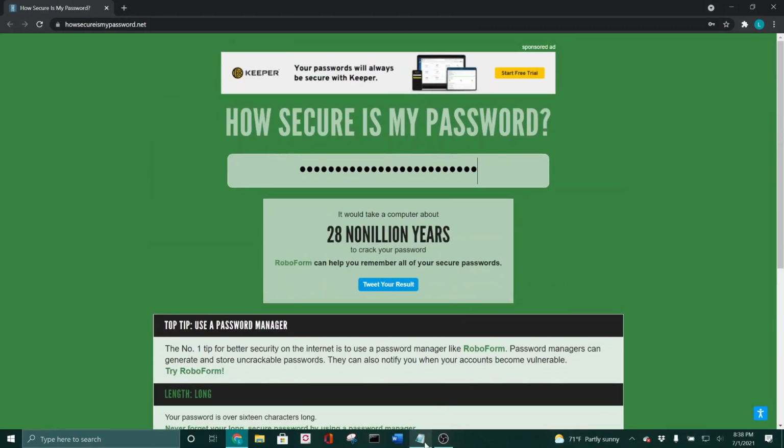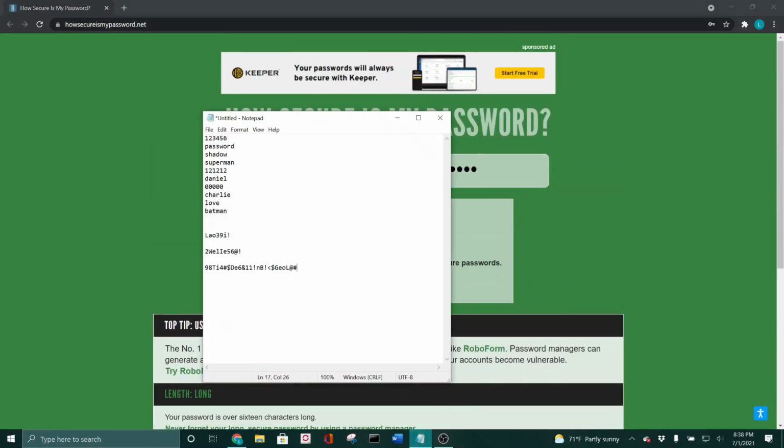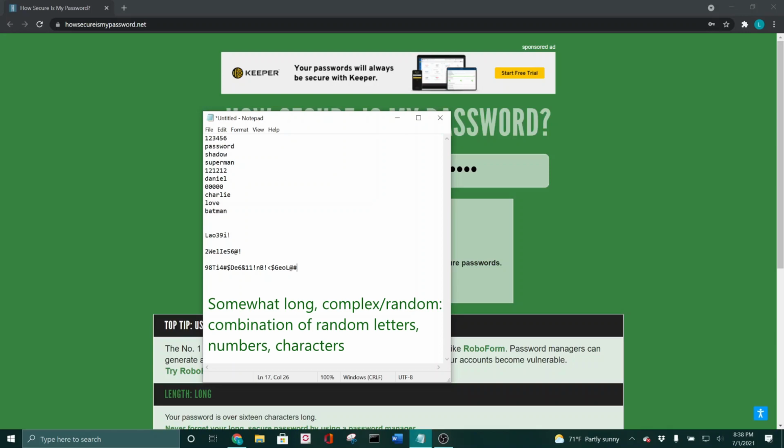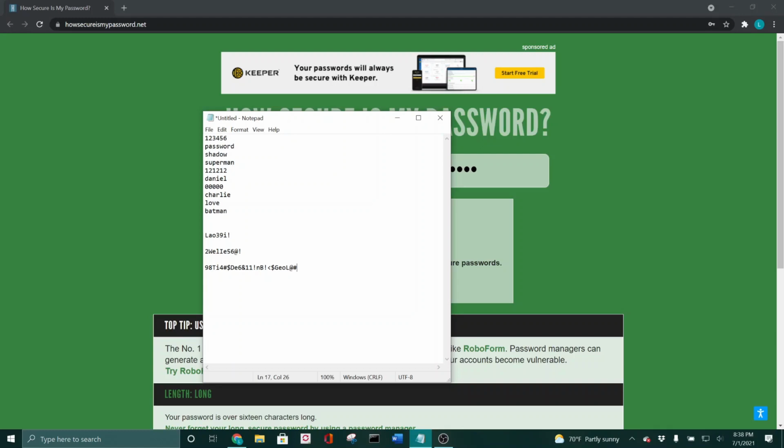All right, so what makes a password stronger? A good password should be somewhat long. It should be complex, so it should be random. A combination of random letters, numbers, and characters. It should have some capitalization, some non-capitalization.